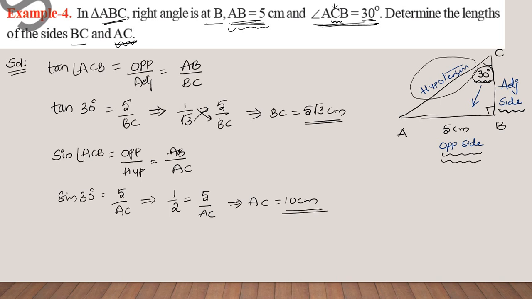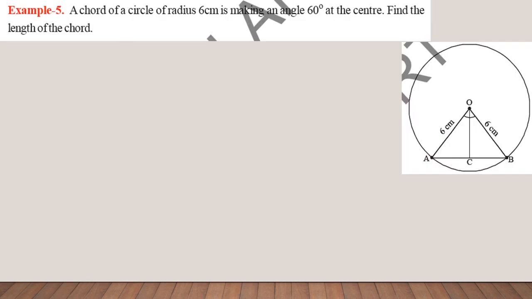So likewise, we can find out the values of BC and AC respectively, right? Let's move on to the next question.